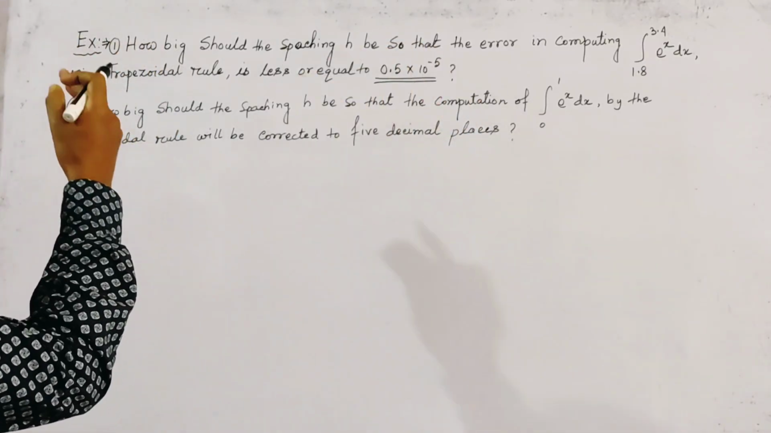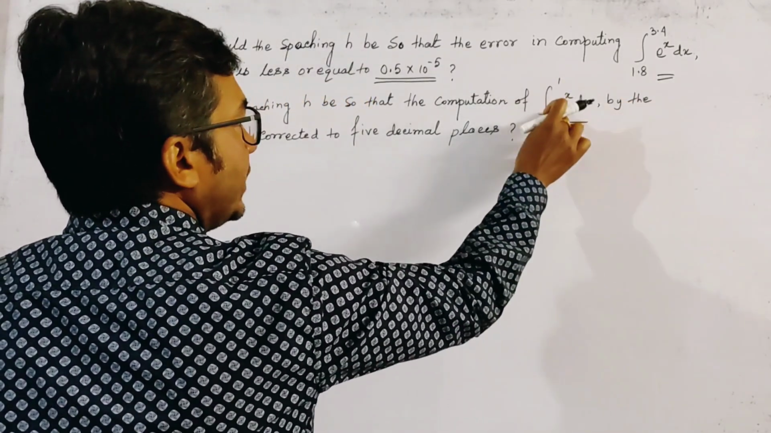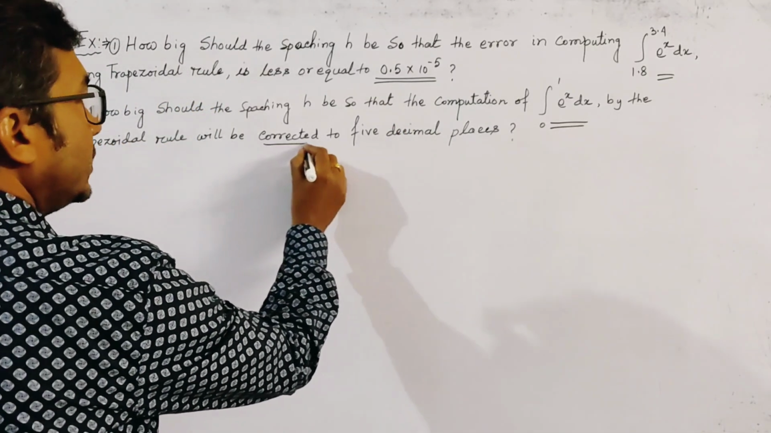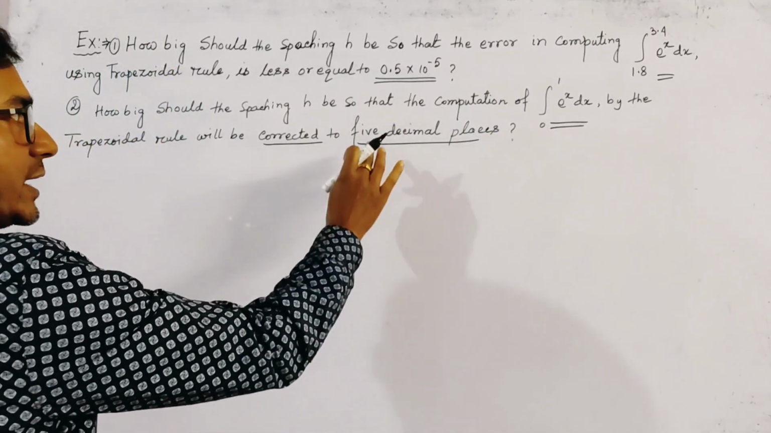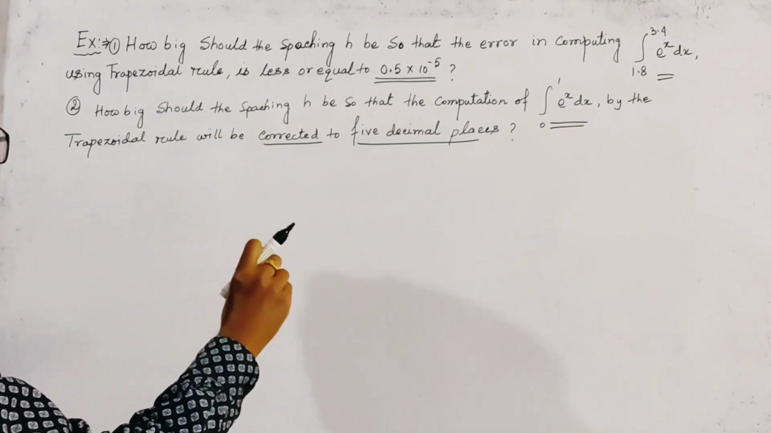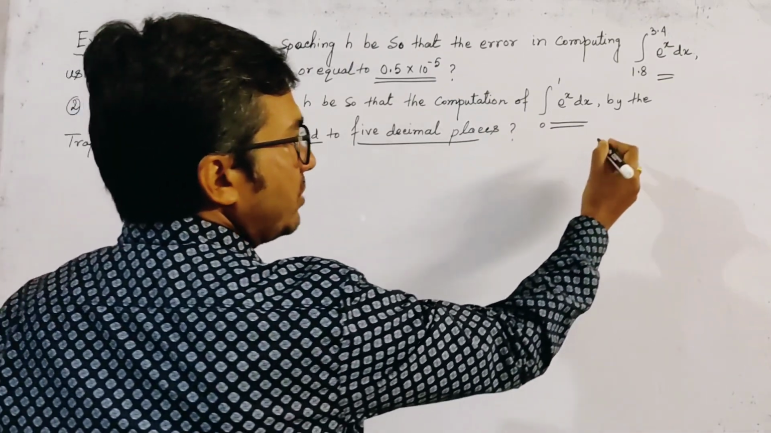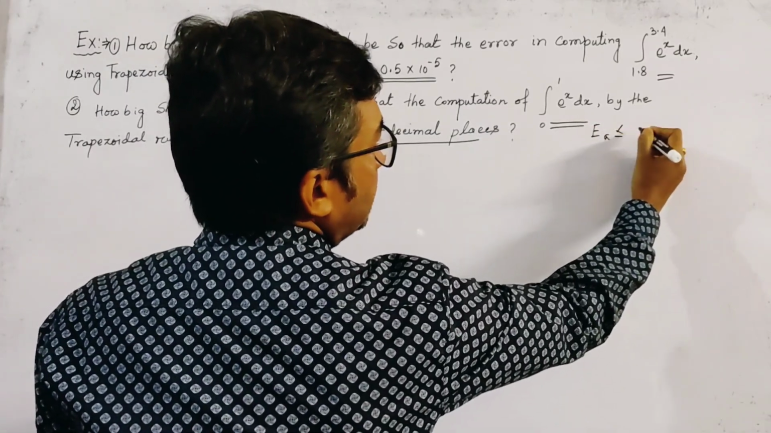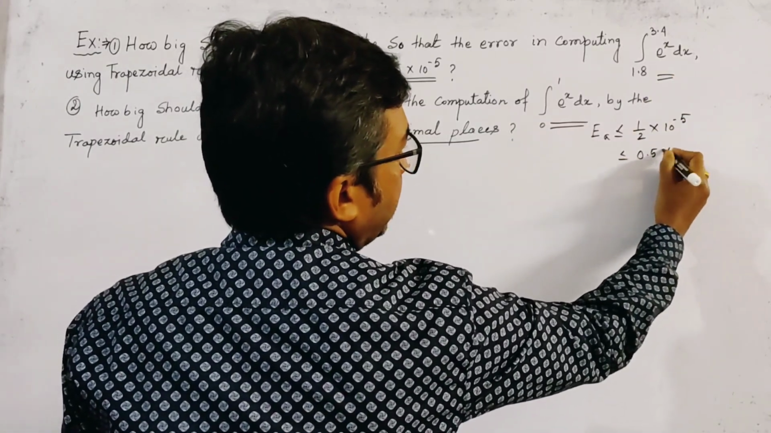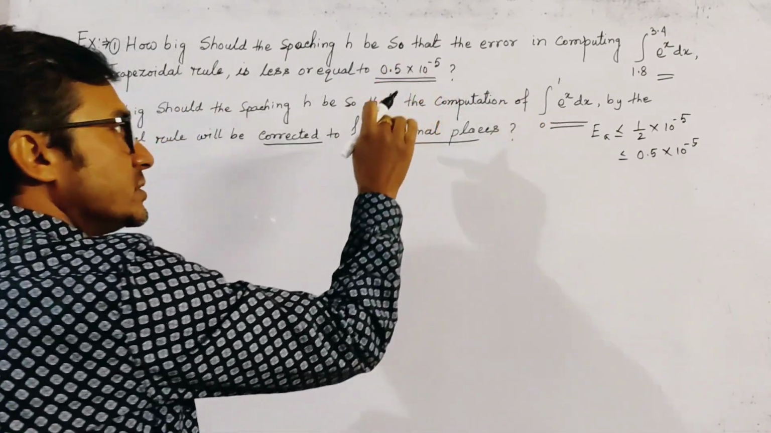The second problem is the same, but the integration is different from the first problem. Here it is the integral from 0 to 1 of e to the power x dx, and here also it is said to be correct to 5 decimal places. Correct to 5 decimal places is the maximum absolute error. We know that if a number is correct to 5 decimal places, then the maximum absolute error EA is less than or equal to half into 10 to the power minus 5, that is 0.5 into 10 to the power minus 5. So this term and this term are the same for both problems.